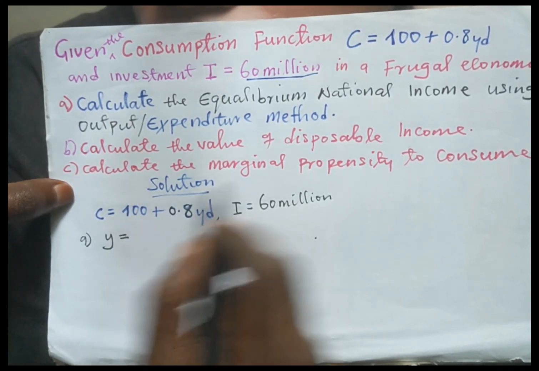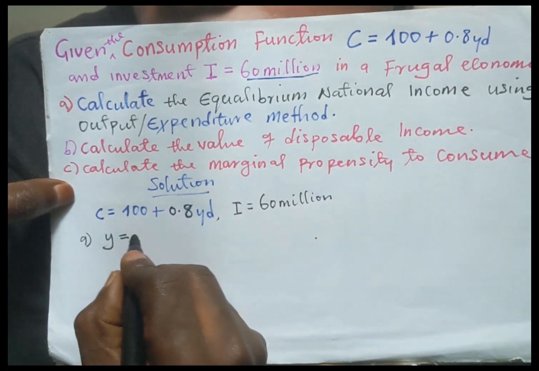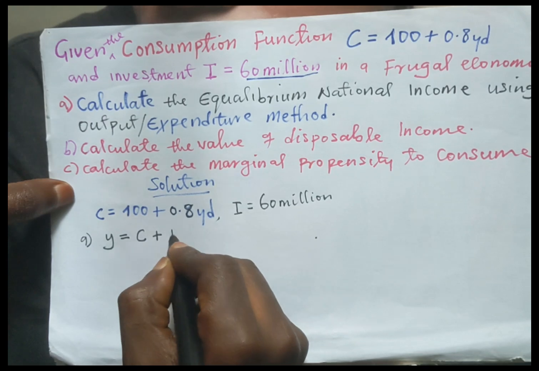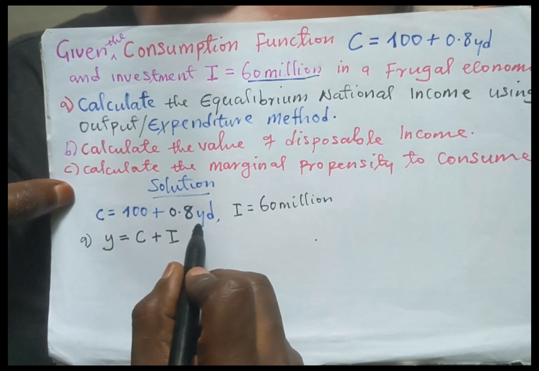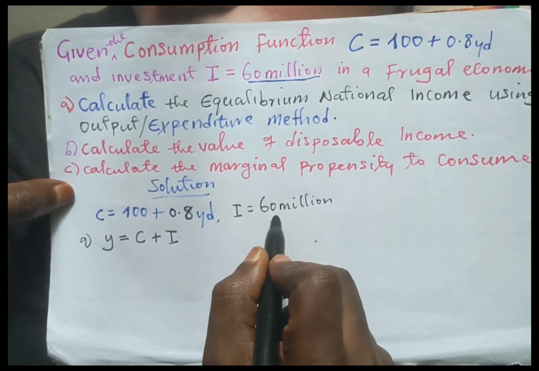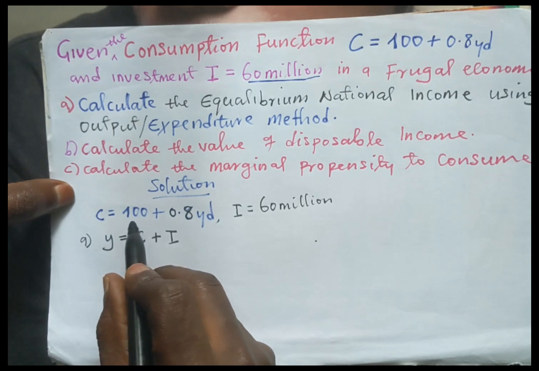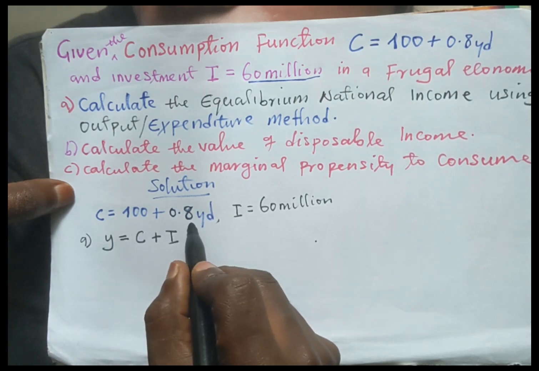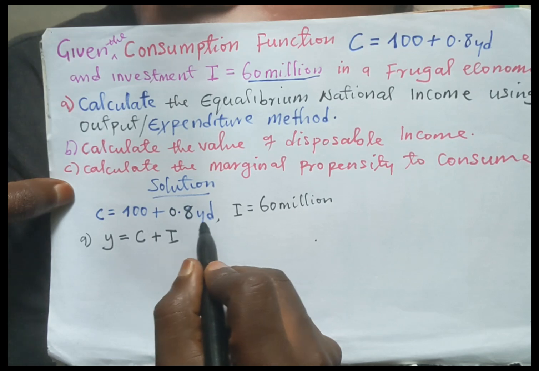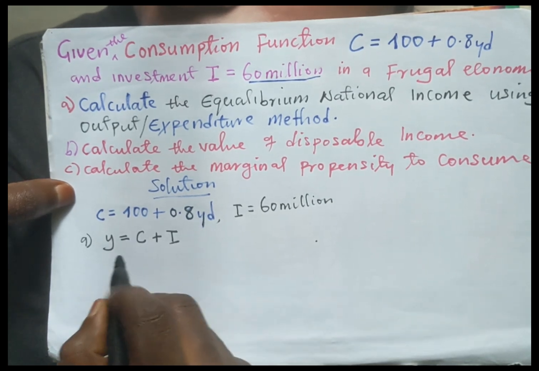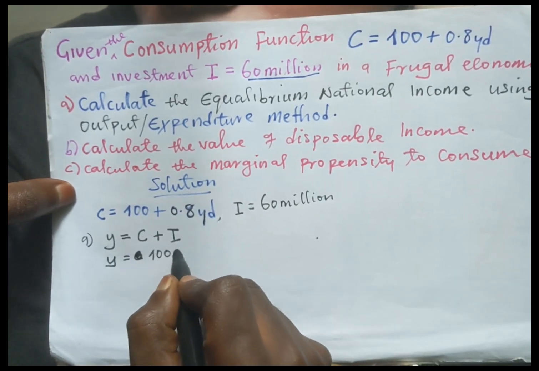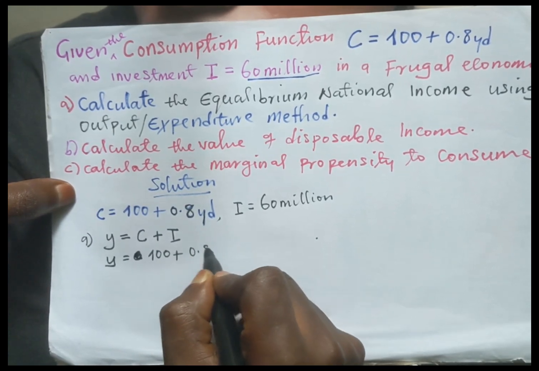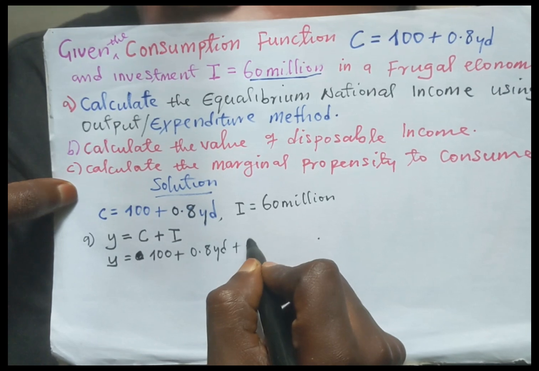So equilibrium income in this frugal economy where there are no taxes is equal to C plus I, where C has been given as 100 plus 0.8 YD, and I has been given as 60 million. Here 100 represents autonomous consumption, that is consumption that does not depend on the level of income, and this 0.8 represents the part of consumption that depends on income. So we are going to have Y equal to 100 plus 0.8 YD plus 60 million.